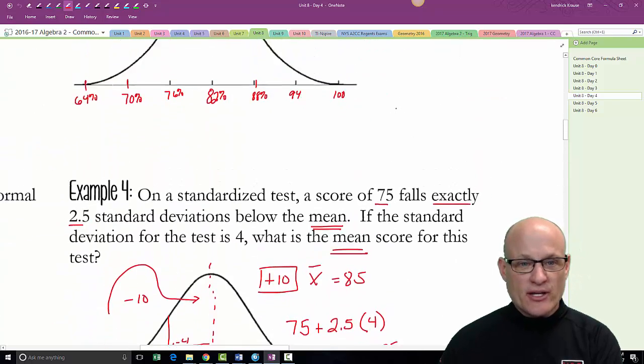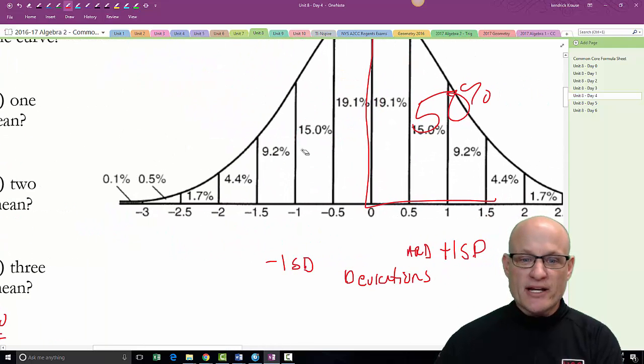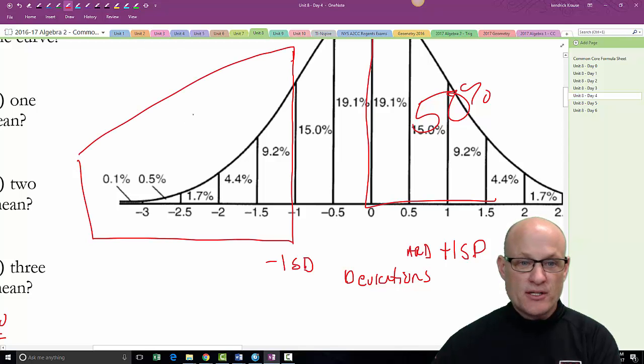Or another way I can do it is I can come back up to my diagram and I can say, okay, the most I can come up to is right here. So I want all of this. And if I add all of this up, I get 15.9%.